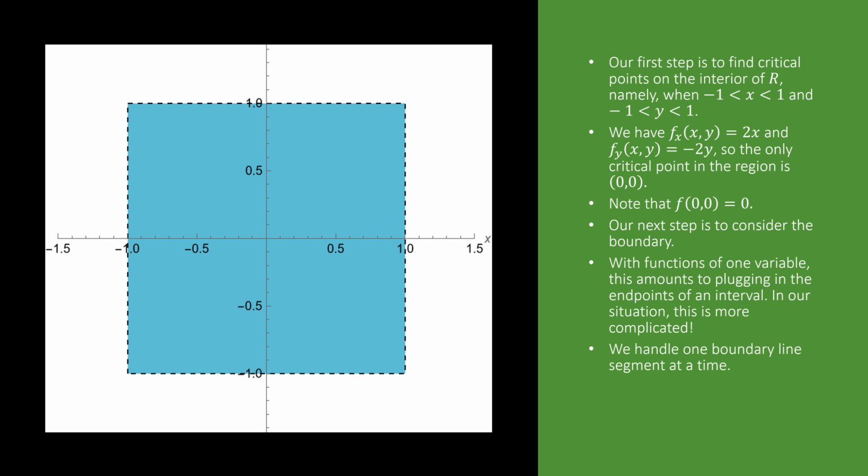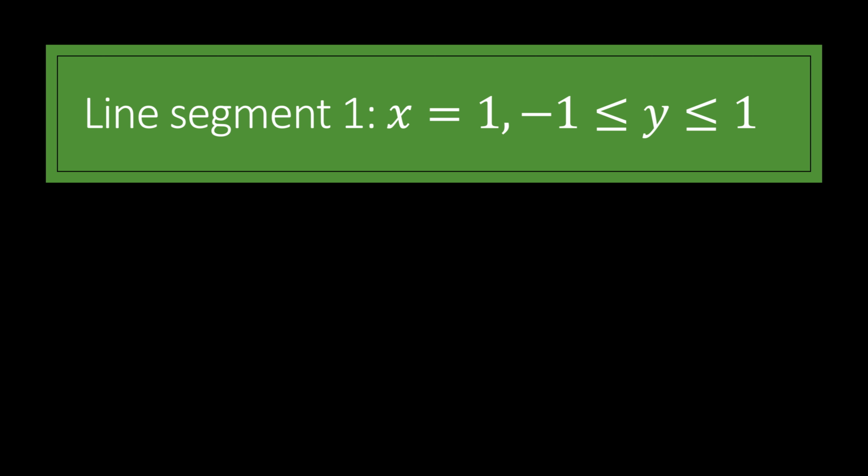So we're going to handle each of these line segments on the boundary. Like when y is equal to 1, x goes between -1 and 1 here. And this is when x is equal to 1 and y is between -1 and 1, and so on. We're going to handle each of these boundary segments separately. So let's start with the case when x is equal to 1, and we let y go between -1 and 1.